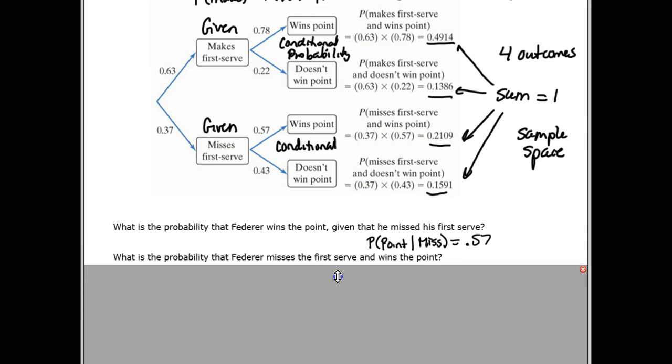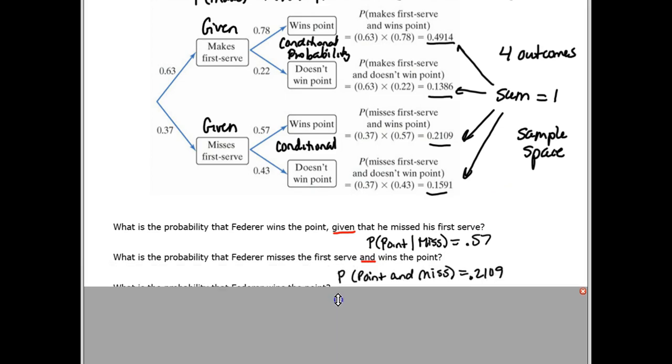Second question, what is the probability that Federer misses the first serve and wins the point? Okay, so this says given that he missed his first serve. This is misses the first serve and wins the point. So I'm going to underline these here. So once again, pause, see if you know what the answer is, and then come back.